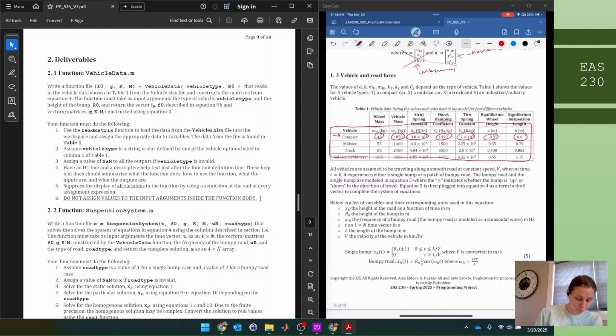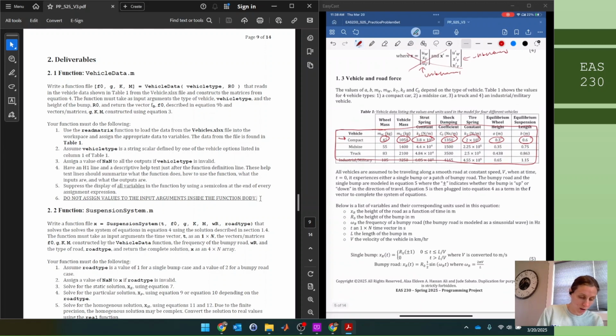Okay, so vehicle, we have 4 different kinds of vehicles we're going to look at: compact cars, mid-sized car, truck, or industrial and military. Note, there's two words for the last one, so make sure you use that. And there we go. We can write vehicle data.